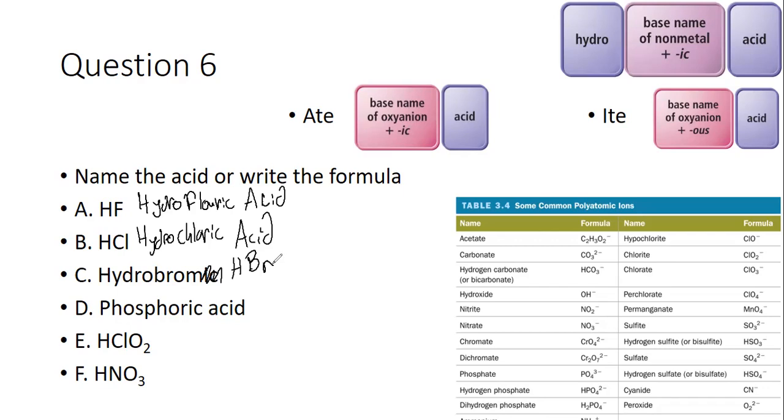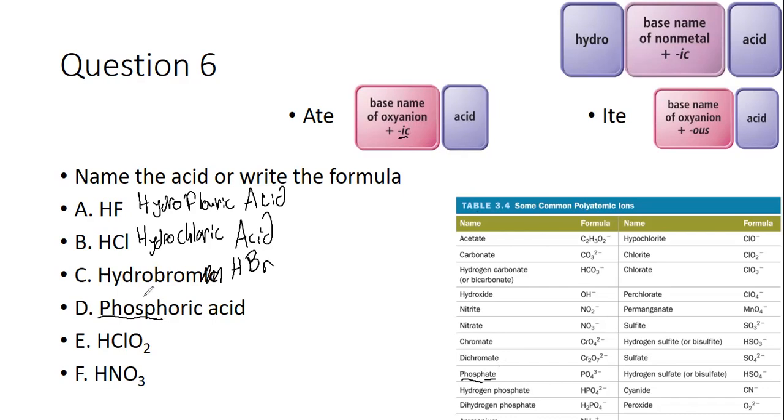So phosphoric acid, so it ends in ick. So the base word must have an 8 in it, right? Because I ate ick. And if we go down to our list, you would see phosphate, so phos and phos, ick, 8, so it must be PO4. Okay. Next, how many hydrogens do we put on it?